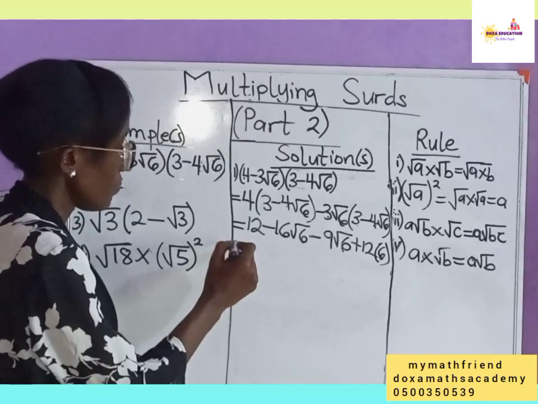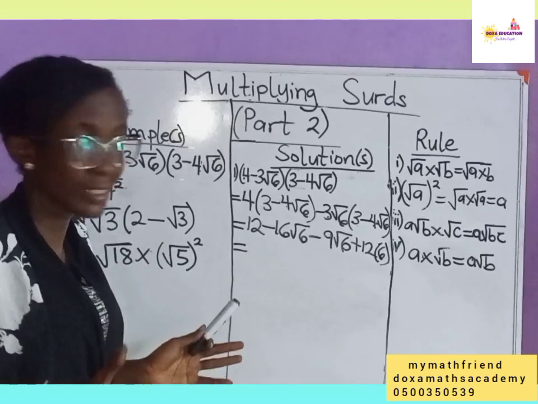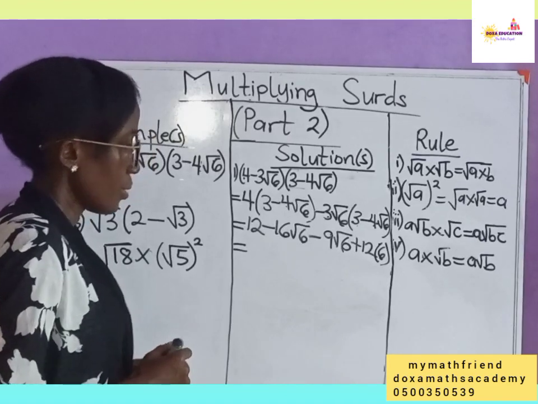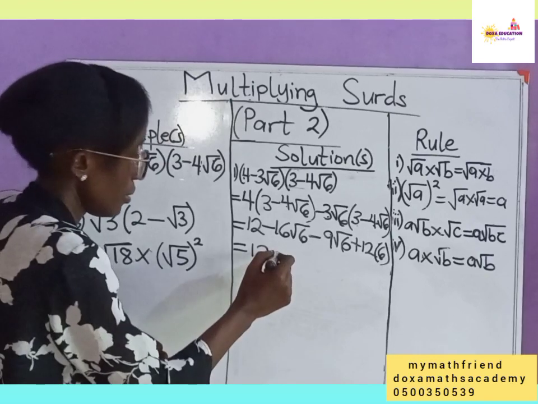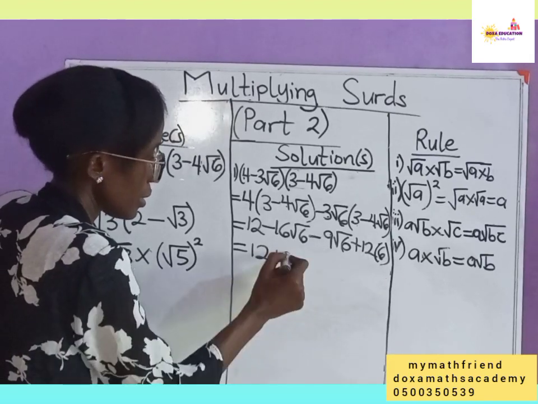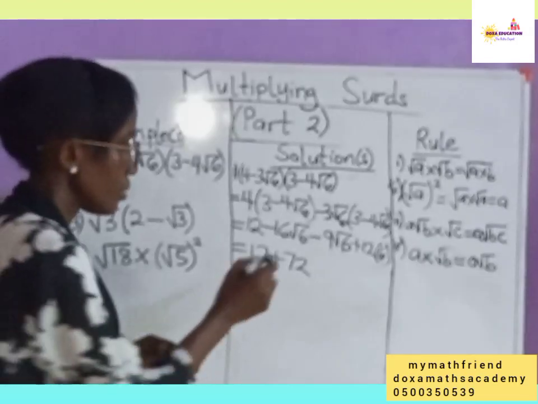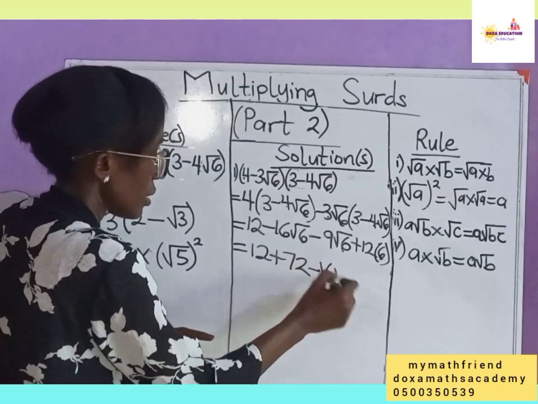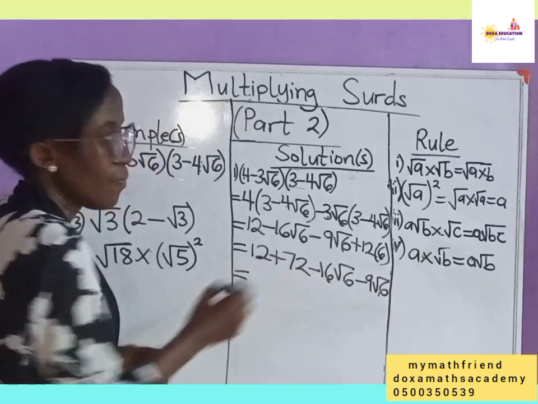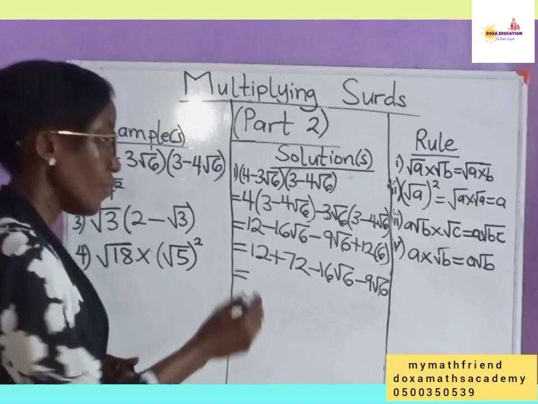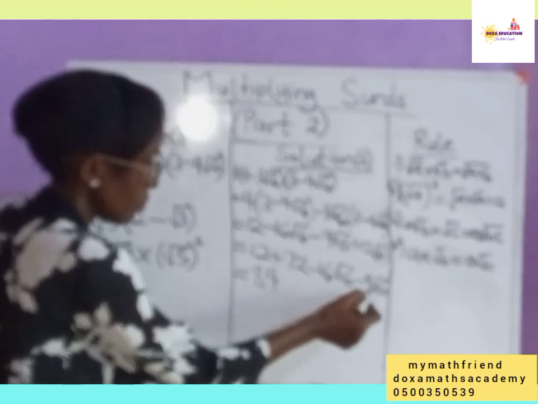You get it? Good. Now we group like terms from this very stage. So we have 12 whole numbers separately plus 12 times 6 is 72. Good. Then surds separately. Minus 16 root 6 minus 9 root 6. 12 plus 72 is what? Is 84. Okay, then minus 16 minus 9.